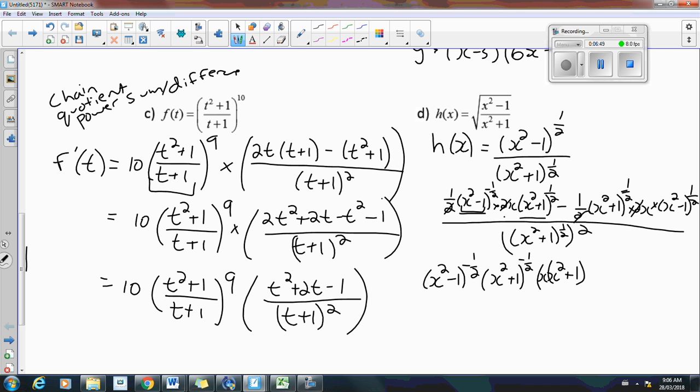x times x squared plus 1. When I divide out a negative 1/2, that exponent becomes 1, minus x squared minus 1 to the 1, all over, well, x squared plus 1 to the power of 1/2 squared is just x squared plus 1.